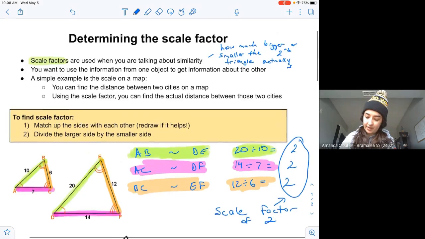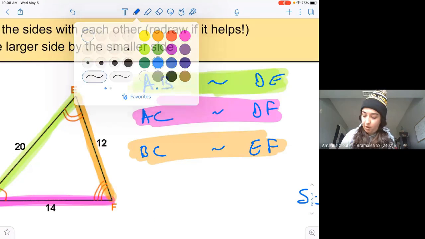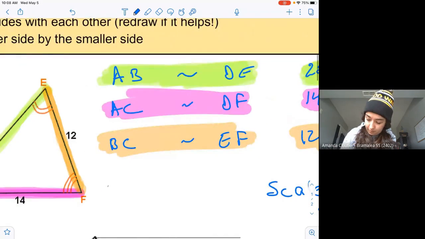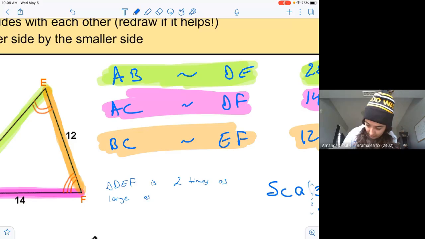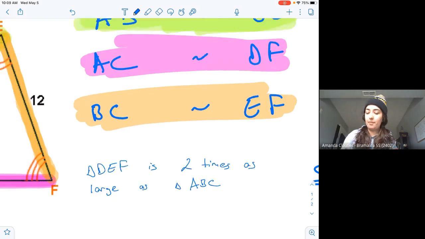If we wanted to write this in a sentence, I'm going to write it just under here. I don't have a ton of room, so I'm going to write it really small. I can say triangle DEF is 2 times as large as triangle ABC. And we use that scale factor of 2 for telling us how much bigger, or in this case, how much smaller it is.